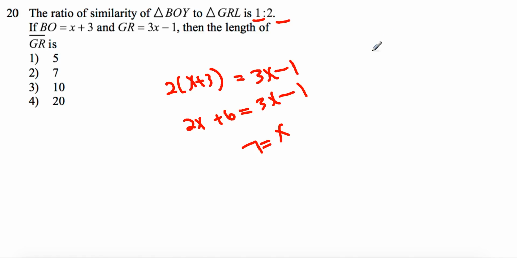And then find the length of GR. GR is right over here. So if I plug in 7, we get 3 times 7 minus 1, which is equal to 20. And that becomes our answer. Choice D.